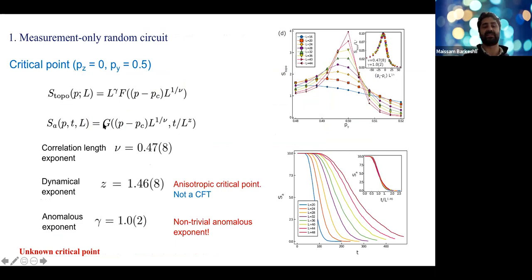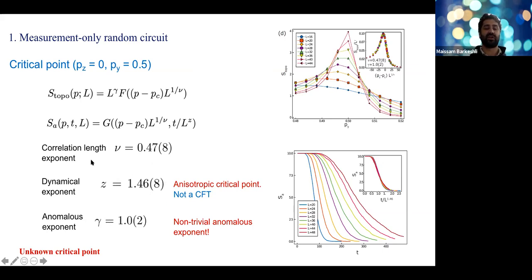The SA does not have this because we have only 10 ancillas, so the ancilla entropy is limited, so we wouldn't be able to see an L to the gamma unless we made the number of ancillas grow with system size. So we get some correlation length exponent that we can't identify. We get a dynamical exponent which indicates anisotropy between space and time. So this is not a CFT.